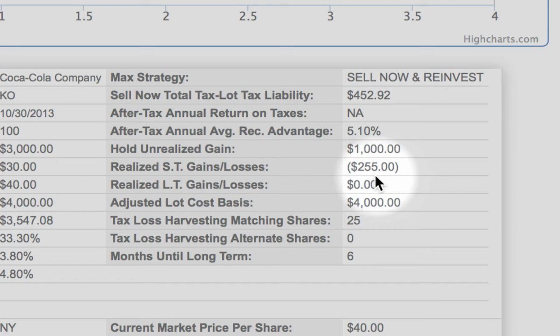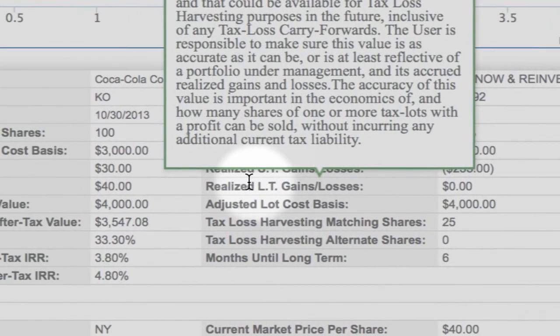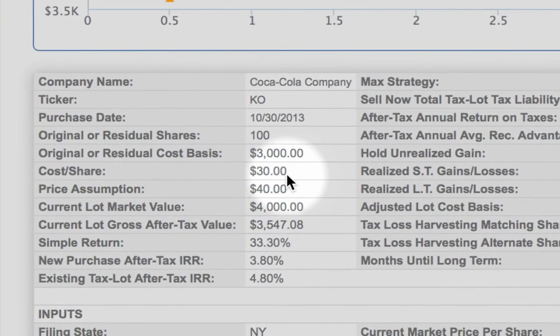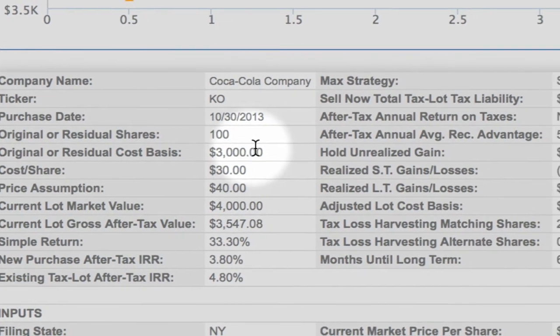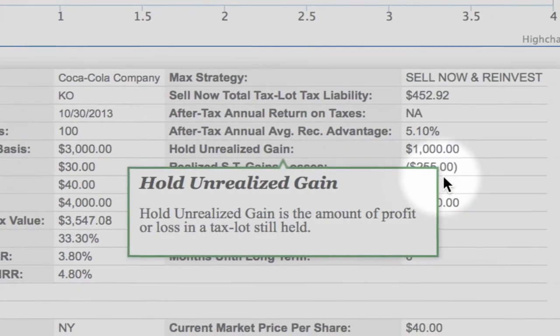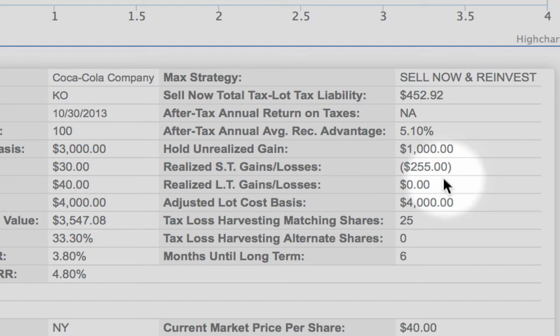If a stock has $10 in short-term profit on each of the 100 shares owned, and there are $255 in short-term realized losses, then only 25 full shares can be sold without paying any taxes, utilizing $250 of the $255 in realized short-term losses.